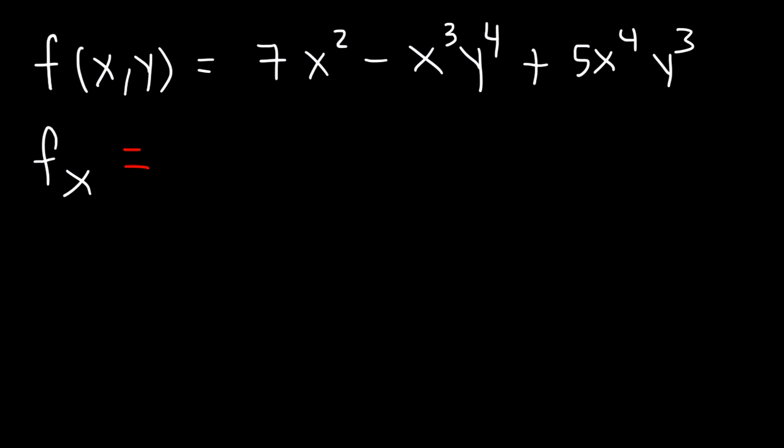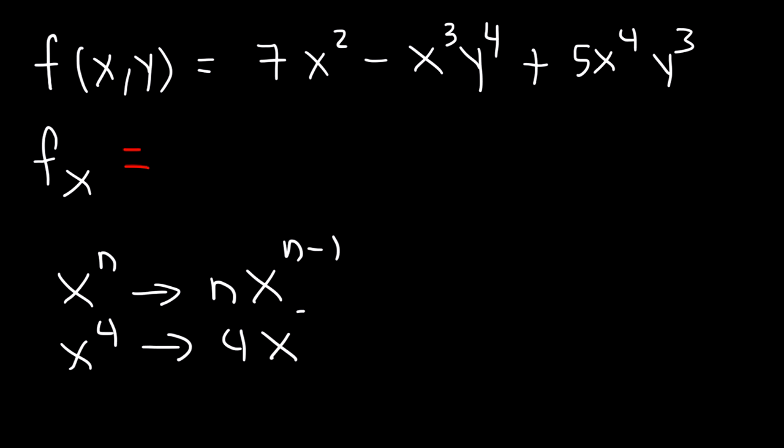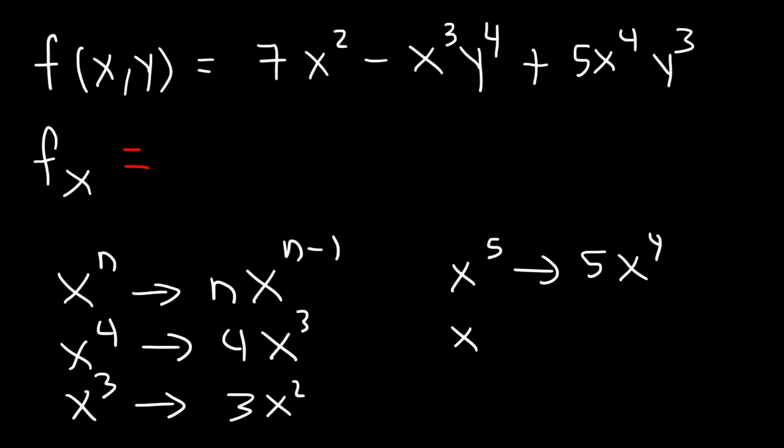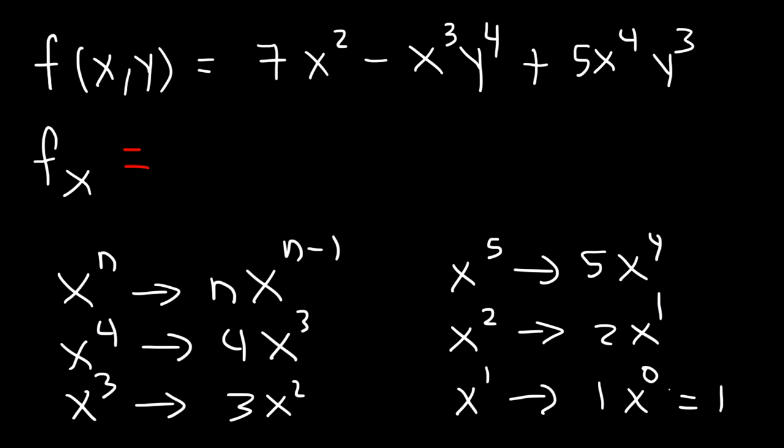Now, before we do this problem, let's review the power rule. Let's say we have a function x to the n. If we wish to find the derivative, it's going to be nx raised to the n minus 1. So for example, the derivative of x to the fourth is 4x cubed. The derivative of x cubed is 3x squared. The derivative of x to the fifth is 5x to the fourth. The derivative of x squared is 2x to the first power. The derivative of x, or x to the first power, is 1x to the 0, which is the same as 1.